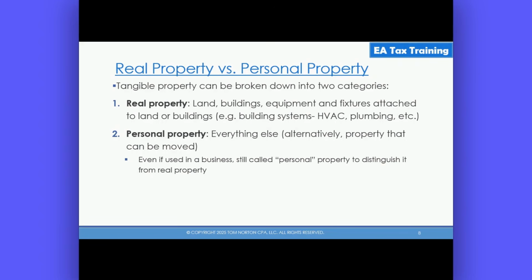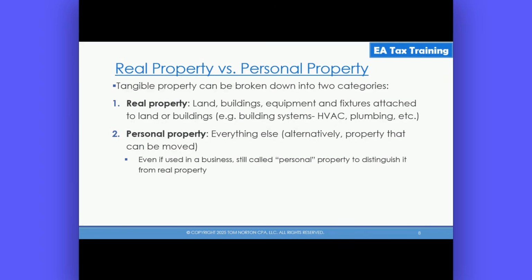The next distinction, and this is a very important one, is real property versus personal property. These are very old terms, and real property means land, buildings, and equipment and fixtures that are attached to land or buildings. So building systems such as heating and air conditioning units, plumbing, etc. It's built into the building. It's considered part of the real property. So think of real estate.